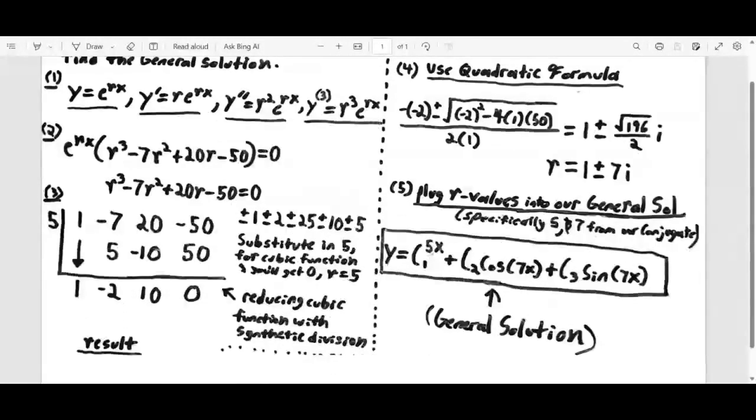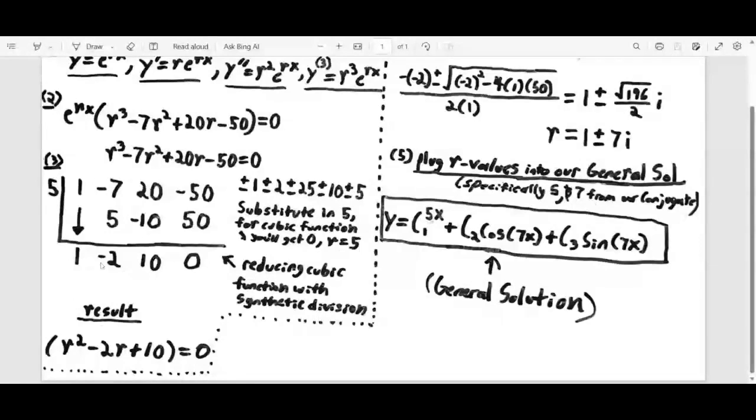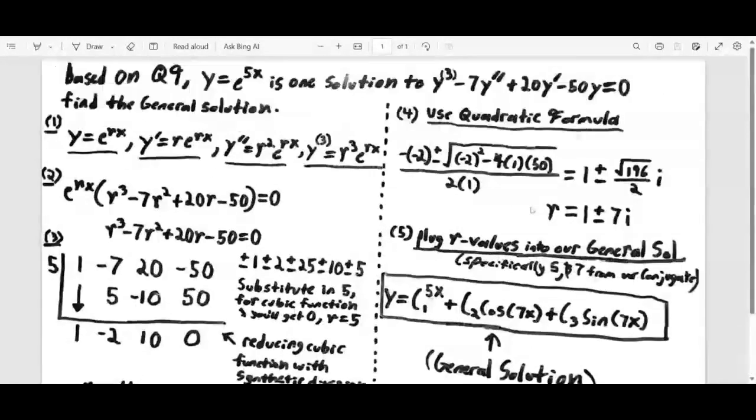I do synthetic division. I get my coefficients are 1, -2, 10, and then 0 for the end. It's going to be 1 degree lower, so I just put the coefficients in front of r squared. That's going to be correlated to 1, and so on and so forth. I have this equation right here. Then I use the quadratic formula. It's pretty straightforward. I get a discriminant that's negative. Therefore, I have a pair of conjugates, which is going to be 1 plus 7i and 1 minus 7i.